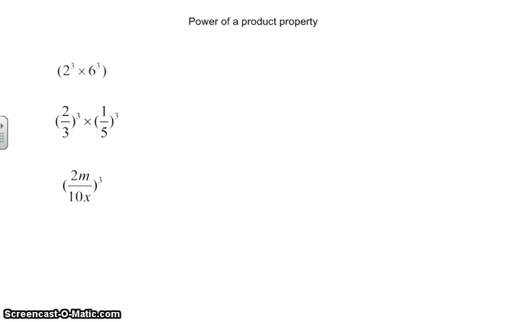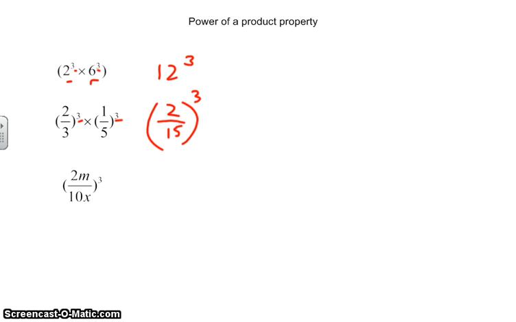Okay, power of a product. So now I'm going to take a look at these, and I have 2 cubed times 6 cubed. In this case, I'm going to just multiply the numbers because their powers are the same. So when the powers are the same, I can multiply them, and I can say that is 12 cubed. Same thing here. I have a cube and a cube, so I can multiply the numbers. 2 and 1 is 2 on top. 3 and 5 is 15, and that whole thing is cubed.